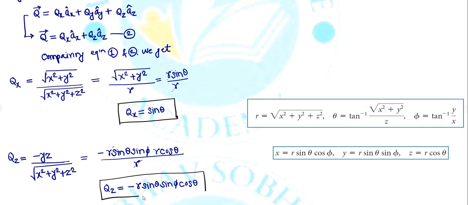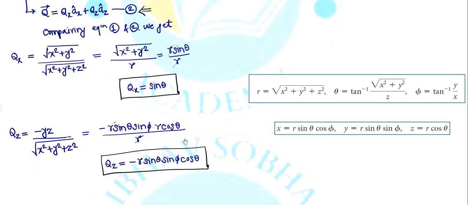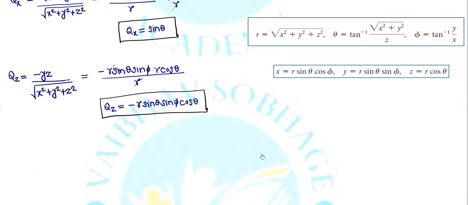Now we have the value of qx and we have the value of qz. So we can put the values of qx and qz in equation number 2. So what is that equation 2? I am going to rewrite it again for you. We have vector q equals the magnitude along x direction for q and the magnitude along z direction for q.